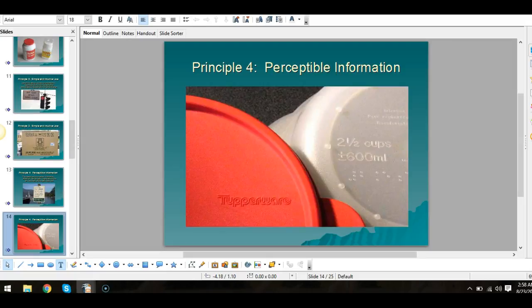Information should be perceptible. Again, there's a picture of a Tupperware that has information about what is the content of it and how we can warm up items in it or wash it. And this information is also included in Braille. You can have Braille on medicine packages more and more in the US, which is wonderful. So the information can be communicated to people who are blind and who cannot read.